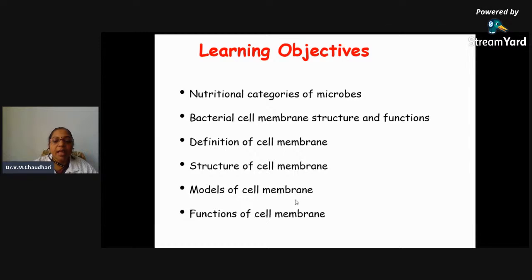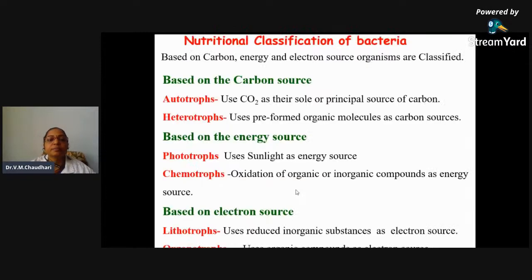There are a number of carriers present in the cell membrane. Proteins or enzymes are embedded in the cell membrane. We are now going to study the structure of cell membrane. So first is the nutritional categories of microorganisms. Nutritional classification of bacteria is based on the source of carbon, energy and electron. How are organisms classified? Organisms are classified on the basis of carbon, energy and electron source.